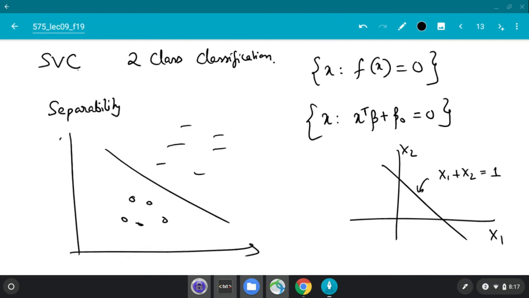This is separable because, at least in the training data, all the circles are on the bottom and the negatives are on the top. Now, how do we choose this hyperplane? How do we choose a model? A model is just choosing this hyperplane, and choosing a hyperplane is nothing but choosing beta and beta naught. So how do we choose this? The question is, there are many choices. The data is separable, so I could slightly shift the line up and I'll still be able to separate the data set.